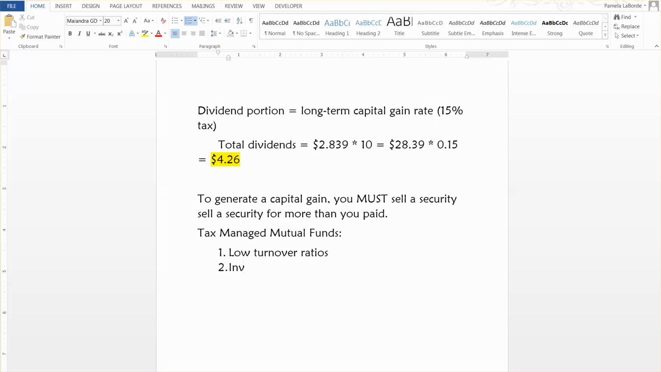They also purposefully tend to avoid securities that pay dividends. Because if they buy stocks that pay dividends, they have to pass those dividends along to you, and you're going to have to pay taxes on them, assuming your fund isn't in a tax deferred account. Or if they do buy securities that pay dividends, they'll pay low dividends.